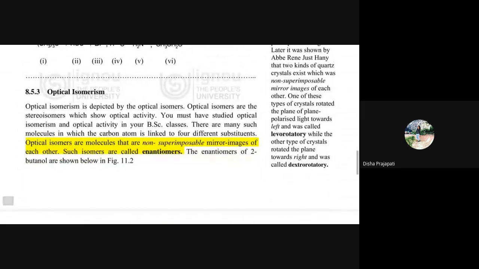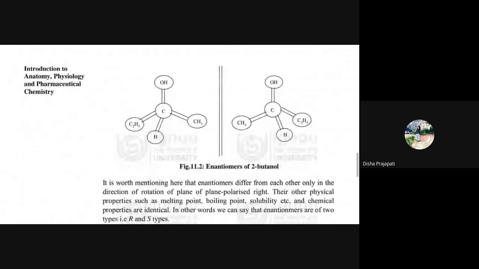Then optical isomerism. Optical isomerism is depicted by the optical isomers. Optical isomers are the stereoisomers which show optical activity. You must have studied optical isomerism in your BSc classes. There are many such molecules in which the carbon atom is linked to 4 different substituents. Optical isomers are molecules that are non-superimposable mirror image of each other. Such isomers are called as enantiomers. Example, this, the enantiomer of 2-butanol.